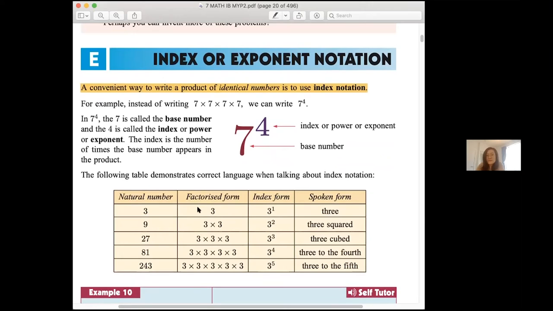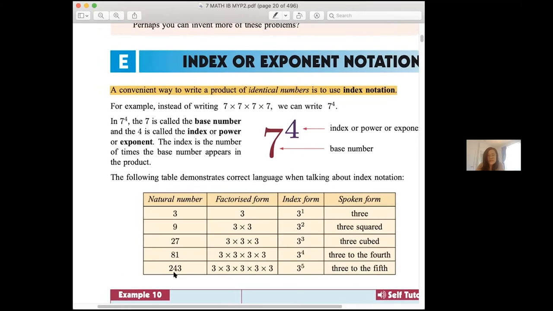So we can use 3 as an example. Here, we have 3 as the base. And we write it in the index form: 3 squared, so 2, 3 squared, 3 cubed, 3 to the 4th, 3 to the 5th. It depends on how many identical 3s you multiply. And here the natural numbers are the product, the results. Okay, to test if we understand this, let's try to solve example 10.